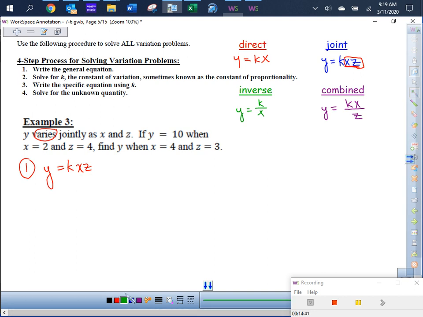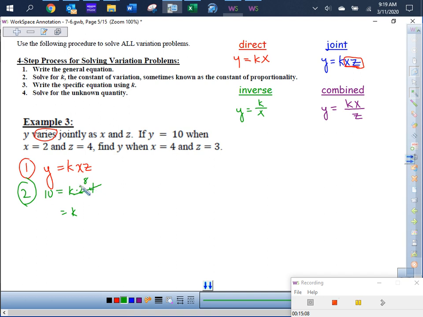Then step 2, take the info they tell you and sub in to solve for k. So if y is 10, we don't know k. When x is 2 and z is 4, I'm going to go ahead and scratch that real quick and call it an 8, because they're multiplying those together. But do substitute them in so we can see that you're putting them in the right place. You know what I mean? How do I solve for k? Should I subtract 8 or should I divide by 8?